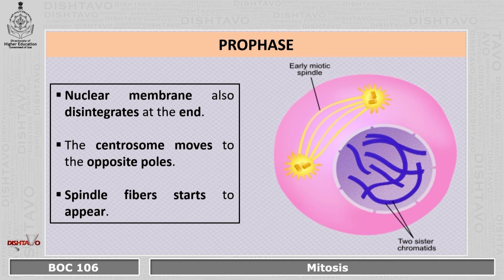The nuclear membrane also disintegrates in this phase at the end. The centrosome moves to the opposite poles. Spindle fibers start to appear. The appearance of the spindle fibers in prophase is a very important phase in this cell cycle.